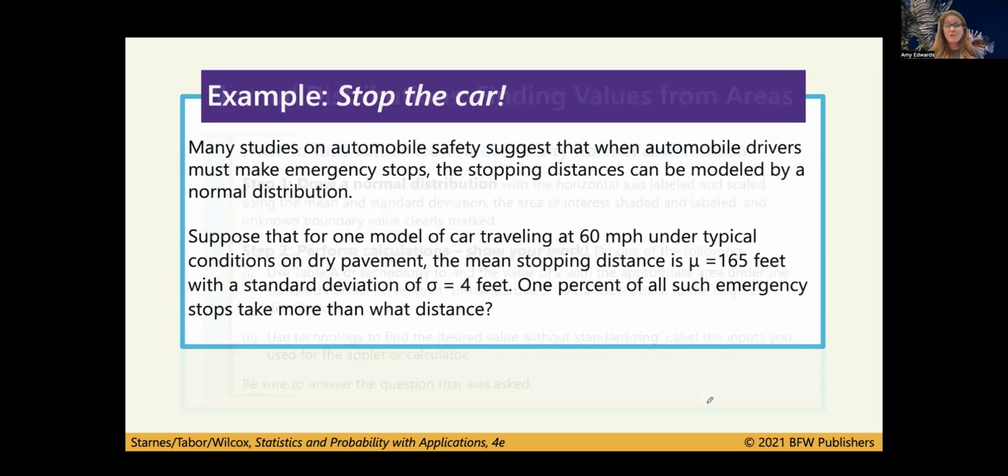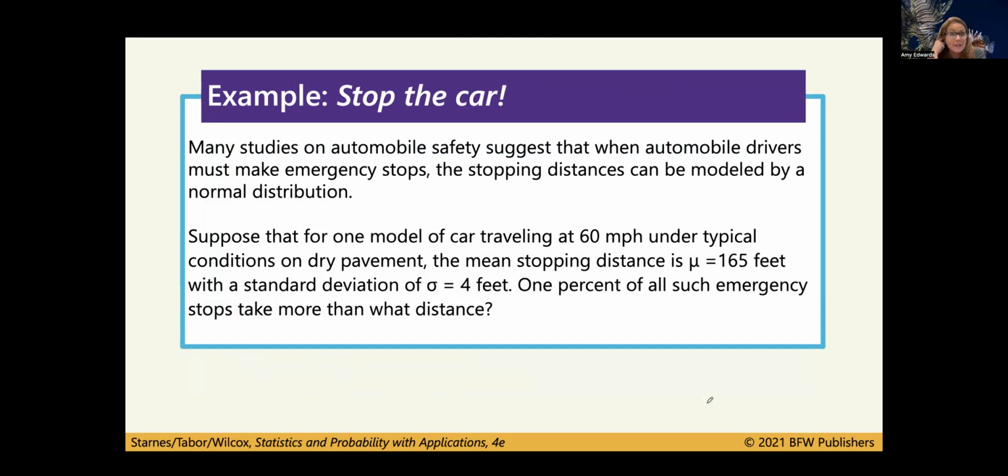Now, in college you might have to show your work, but for me, I'm good. Okay, so here's our stop the car example. I immediately go through this again, and I'm writing down that my mean is 165 and my standard deviation is 4 feet.